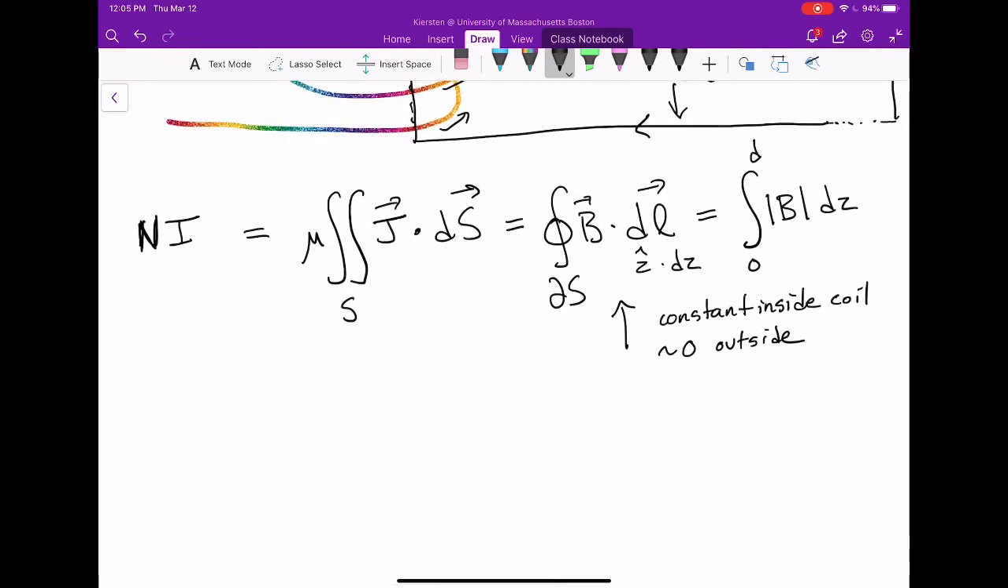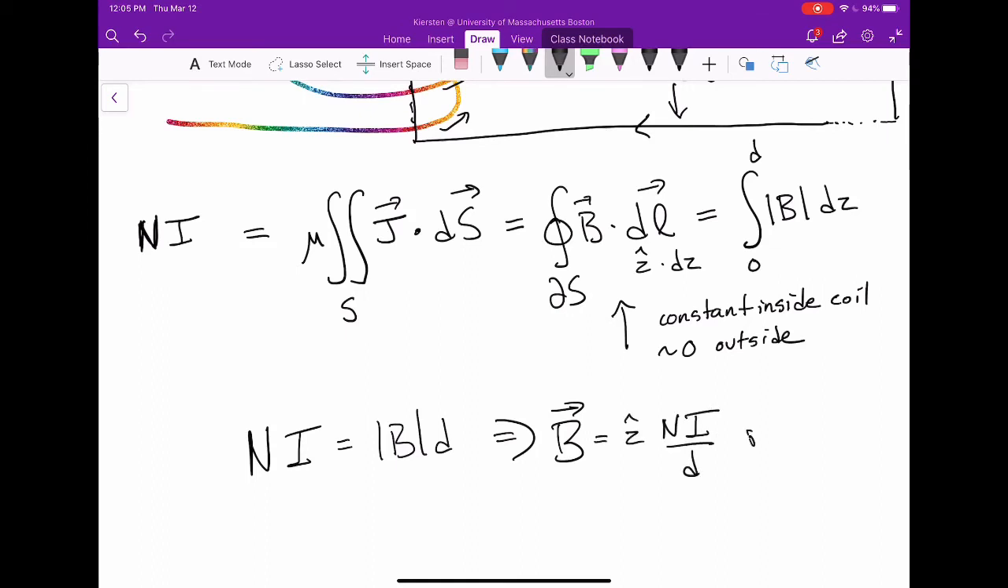Okay, so what we end up with here is that N I is equal to the magnitude of B times D, the length of the coil. So our magnetic flux density inside the coil is equal to z hat N I over D. Only inside. Outside, it's approximately 0.